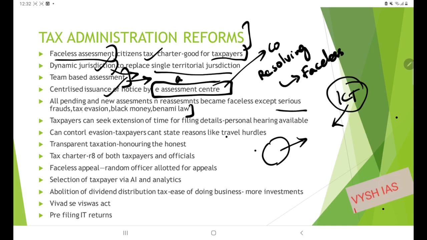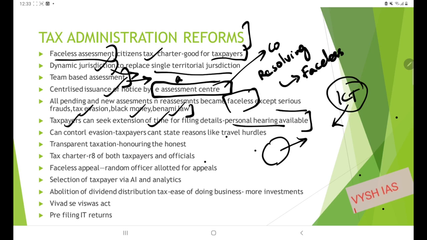Other than the serious crimes like tax evasion, black money, benami law, etc., other small disputes or issues are being taken up faceless only. So there is liberalization in the tax justice administration. Then taxpayers can also seek extension of time. So this is also liberalization. So personal hearing is also possible.